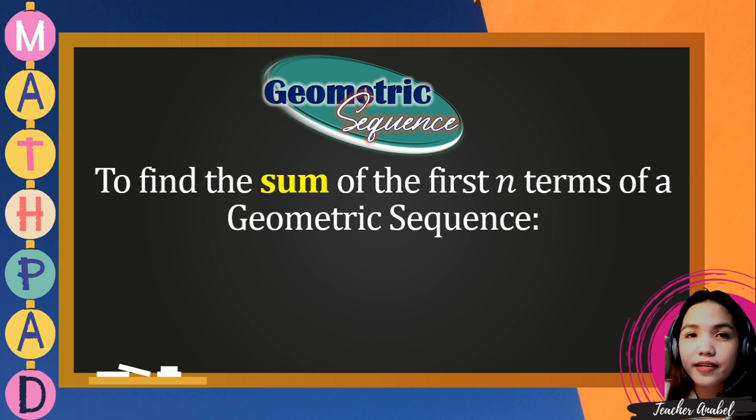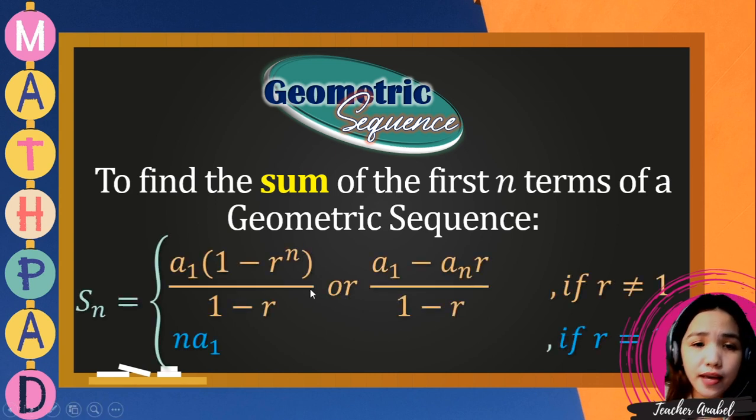How about finding the sum of the first n terms of the geometric sequence? So we have to consider this condition. The first one is when r, or the common ratio, is not equal to 1. So pwede natin gamitin itong dalawang formula na to. Dito sa una, kapag ang given ay first term, alam din natin ang common ratio at alam natin kung ilan yung n, or the number of terms.